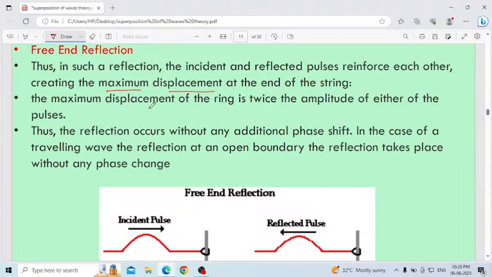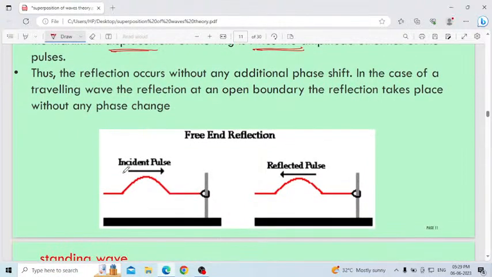The maximum displacement of the string is twice the amplitude of either of the pulses. Displacement is maximum, it will be 2 times the amplitude. That one you have to remember. Thus, the reflection occurs without any additional phase shift. In the case of a traveling wave, the reflection at an open boundary takes place without any phase change. Here there is no phase difference.